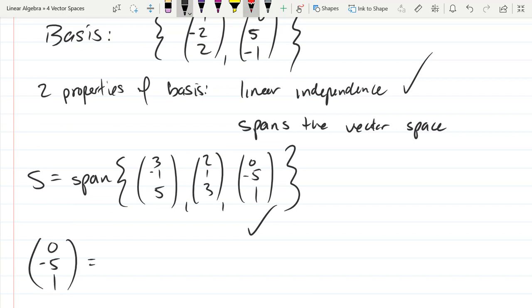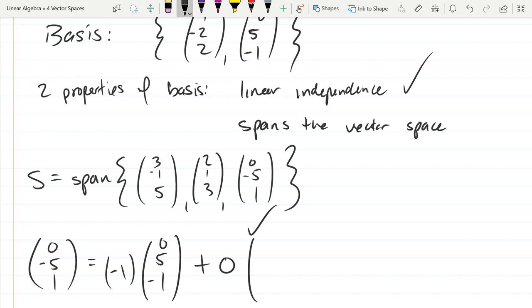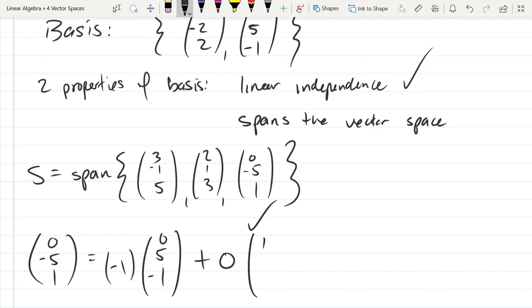I just grab the 0, 5, negative 1 vector and multiply by what scalar? Negative 1. So I get the negative of the vector I want. Boom. That's the easiest linear combination right there. If you really want to, you could write a combination of both vectors, with 0 times the other vector, but you can probably skip that part. So that's the third vector as a linear combination.